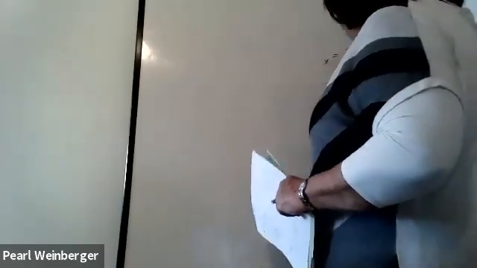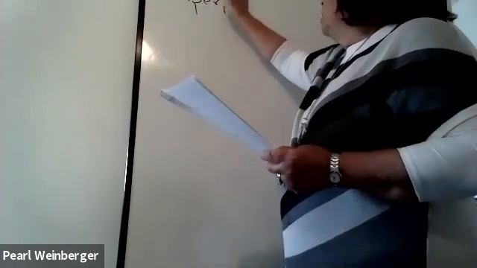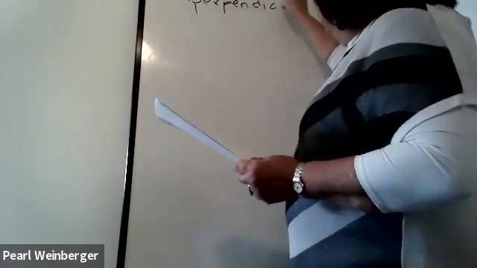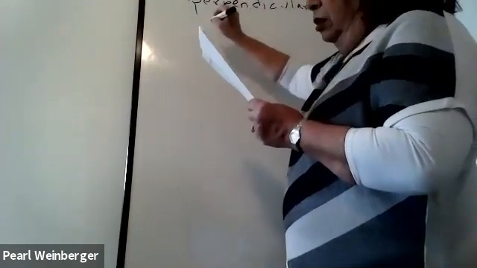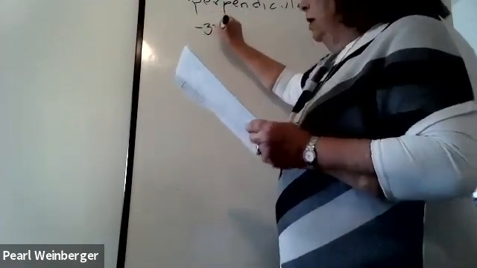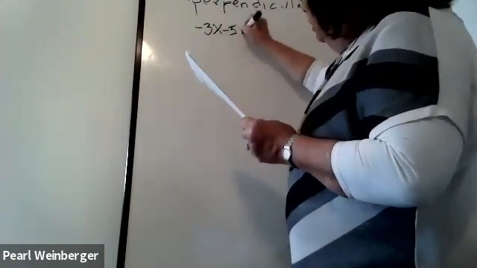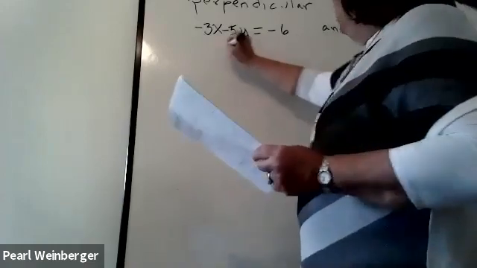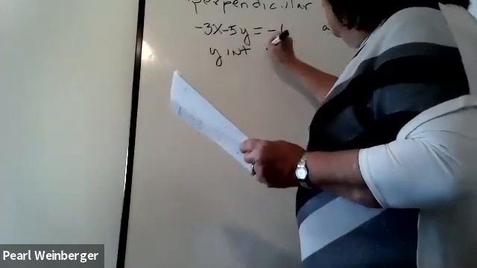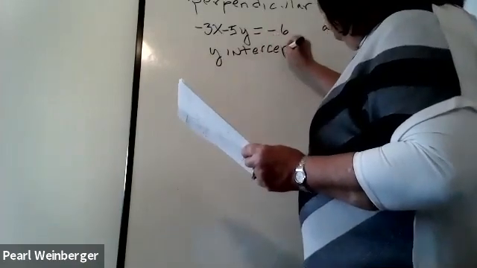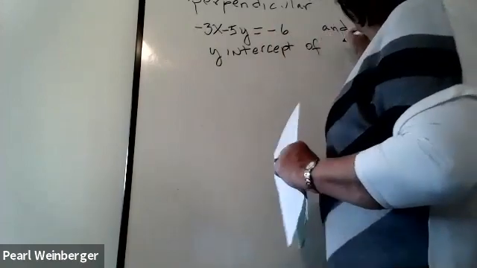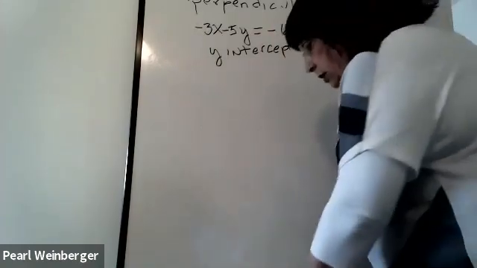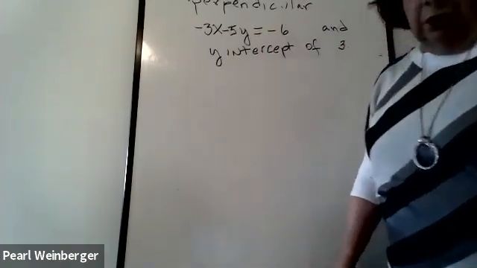Okay, so let's say I gave you this question. I want you to write the equation of the line that's perpendicular to the line -3x minus 5y equals -6, and have a y-intercept of 3. Let's see if we can write the equation of that line.